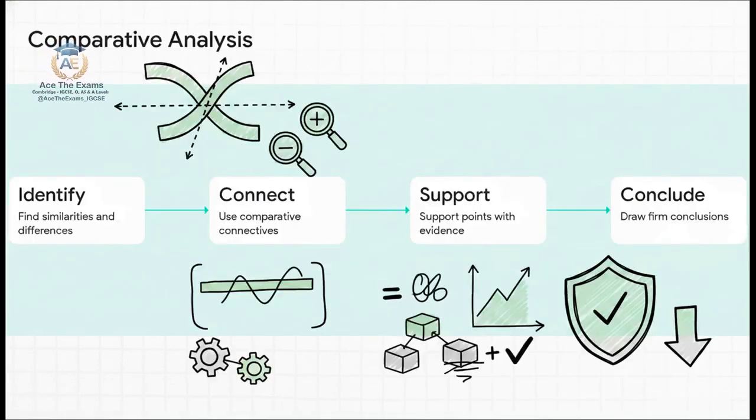When you're asked to perform a comparative analysis, here are your rules of evidence linkage. 1. Identify similarities and differences. 2. Use comparative connectives. 3. Support each point with mathematical evidence. And 4. Draw conclusions about relative importance. This creates an optimized, full-mark paragraph that leaves absolutely no room for examiner doubt.